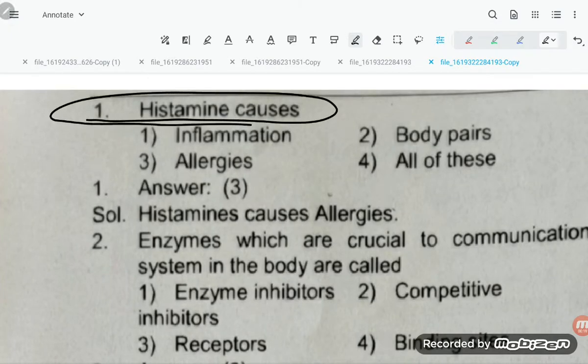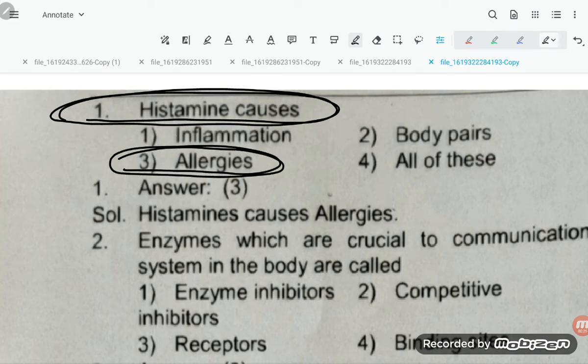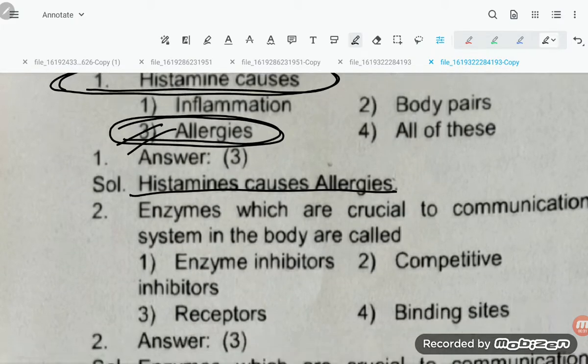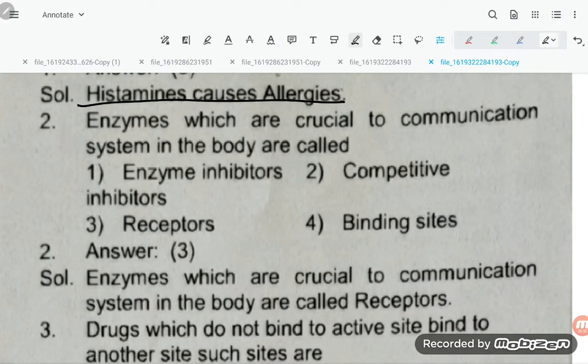Question number 1 is: histamine causes. Histamines are allergy-causing; they are proteins, students. They cause the allergy. So histamine causes allergy, and the correct option is option number 3. Now let us move to the next question, number 2.